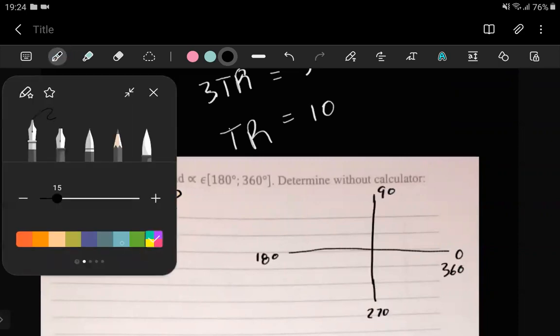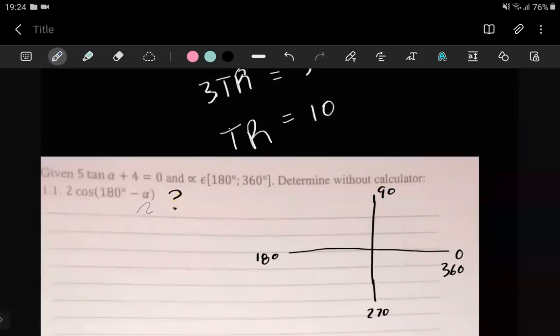So from this, you just want to keep in mind that alpha, they said it's between 180 and 360. So alpha is somewhere here. Before you can decide where exactly alpha is, you just want to make use of this information: 5 tan alpha plus 4 equal to 0. What you want to do is isolate tan alpha, meaning you're going to have tan alpha being equal to negative 4 over 5. There's a 5 here, so divide by 5 on both sides.